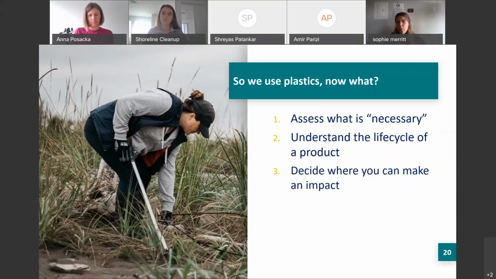So we looked at assessing what's necessary, understanding the life cycle of a product, and then deciding where you can make an impact. As I said, we all use plastics, and sometimes it can be daunting when you're looking at all the areas in which you do use plastics. So I think it's important to look at the total cost of a product at each stage and to assess impact and decide where you're going to focus. You don't need to tackle everything at once.